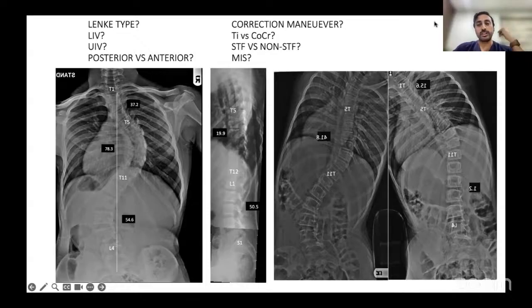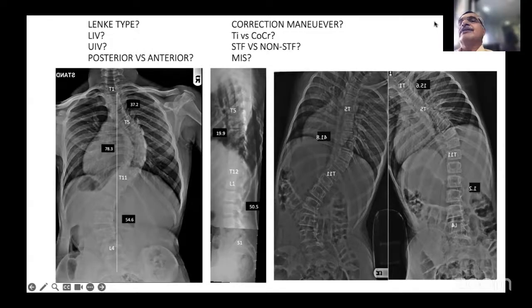So next is our instrumented level selection. What would be the LIV for this case? Jhala sir, the upper instrumented vertebra first. Yeah, let's go with the upper instrumented vertebra. T3 for me. For me it is D3. Why D3? One thing is that the CSVL is cutting at T3, and the other thing is the shoulder on the right side is down. So I don't want to go much higher, and I don't want to go to T4. I think T3 should be ideal.